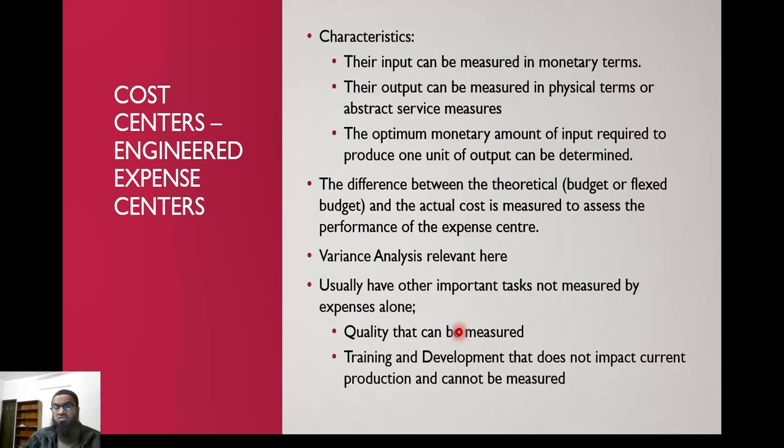For the engineered cost centers, their inputs can be measured in monetary terms. This is generic for every cost center. Their output can be measured in physical terms or abstract service measures. We can measure how many direct labor hours are worked in the production department, how much direct material consumed is put into the finished goods, and how many units of finished goods have been produced. So the optimum monetary amount of input required to produce one unit of output can be determined.